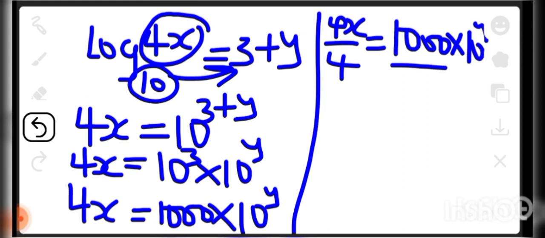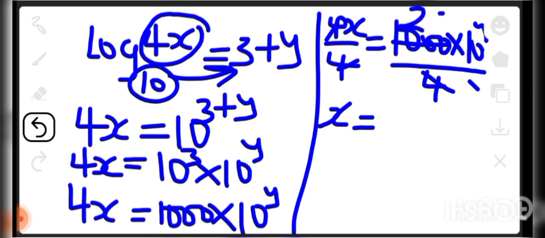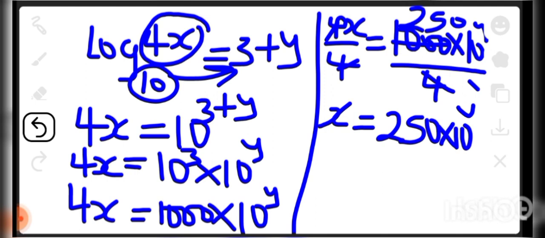The next thing, just divide everything here by 4 as well. So that 4 cancels 4, x will be equal to 4 into 1000, that's 250, times 10 raised to power y. So that can be the answer to this particular problem. Yeah, that is the answer.